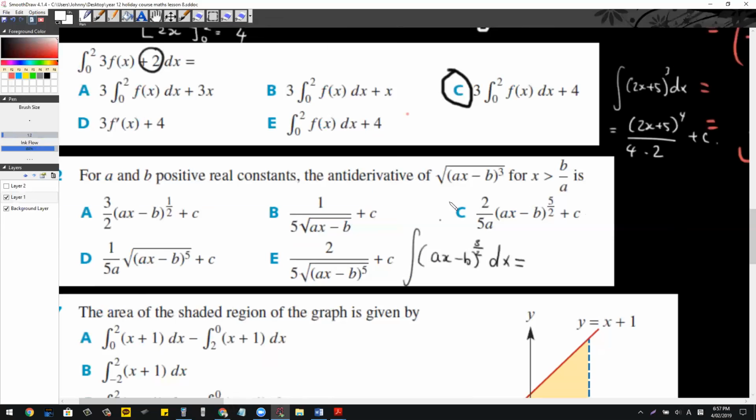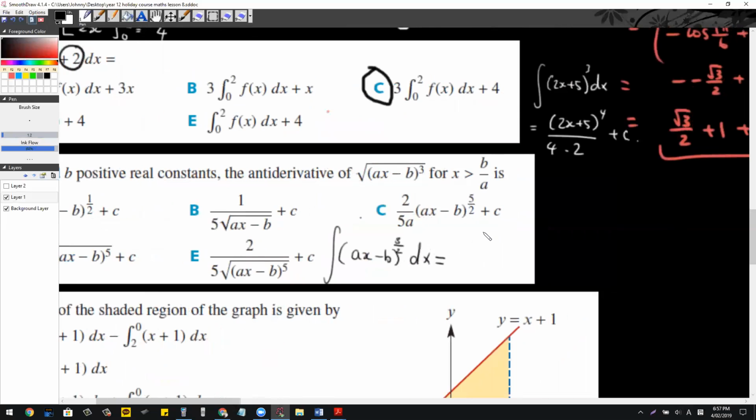Okay, so the answer is C, you guys are right, I think. So if we do this one, raise the power by 1, so you get ax minus b to the power of 5 on 2. And divide by 5 on 2, and then you have to times by a, right? So this turns into, and this is plus c here, this 2 goes to the top, so this is 2 on 5a, and then you have ax minus b to the power of 5 on 2 plus c. So that's the answer. See here.